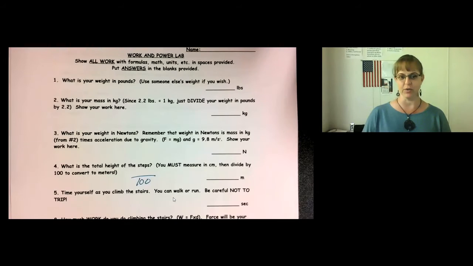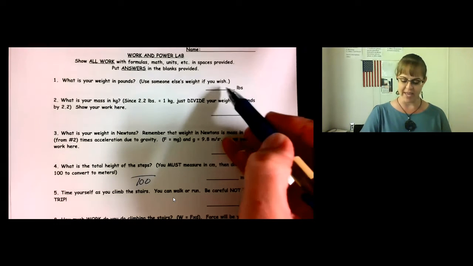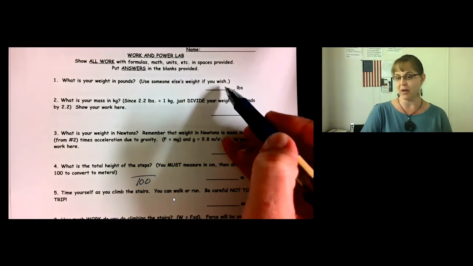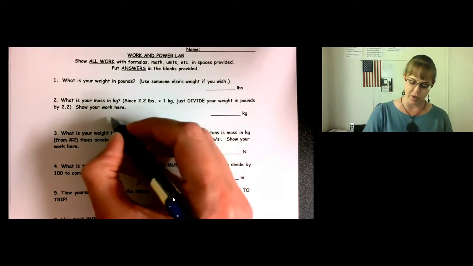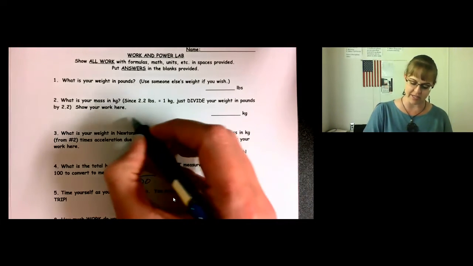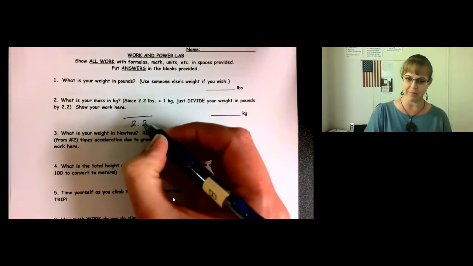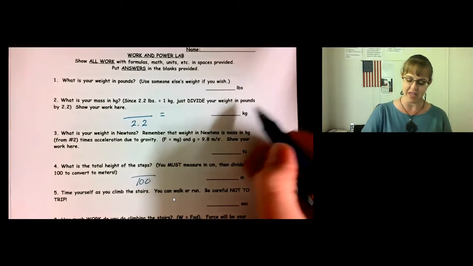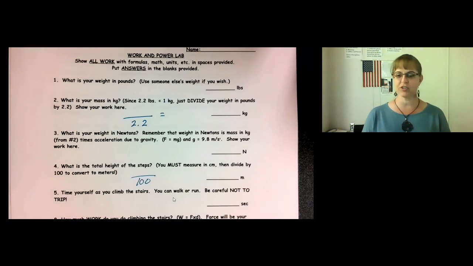The next thing you need to do is to determine your weight in kilograms. So first, find your weight in pounds. My weight is 150. You can use my weight if you wish, or you can use your own. Next, convert your weight to kilograms. So I'm going to put in my weight and divide by 2.2. So I'll put my weight on top, 2.2 on bottom, do your math, and put the answer here in kilograms. Round to 1 or 2 decimal places.